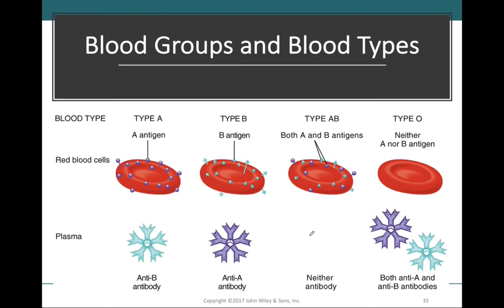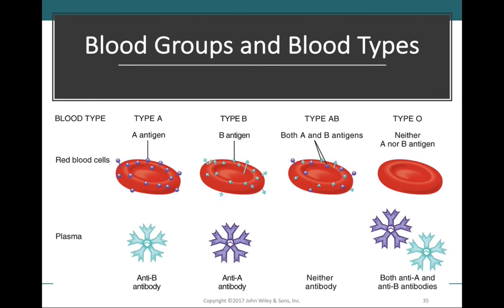But what we see on this slide is a representation of what types of antigens we can find on our red blood cells and how we're going to understand how blood typing works. So you can see this red blood cell has a different shaped antigen. We can see this is the A antigen. It has this little ball at the end.